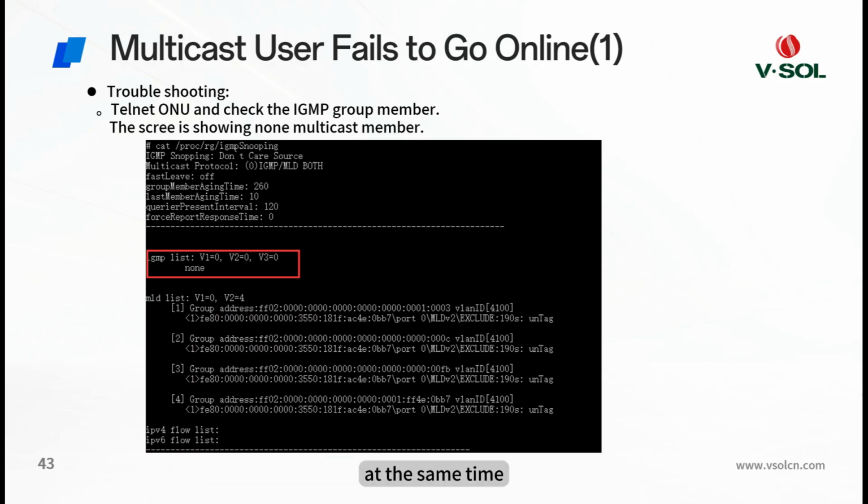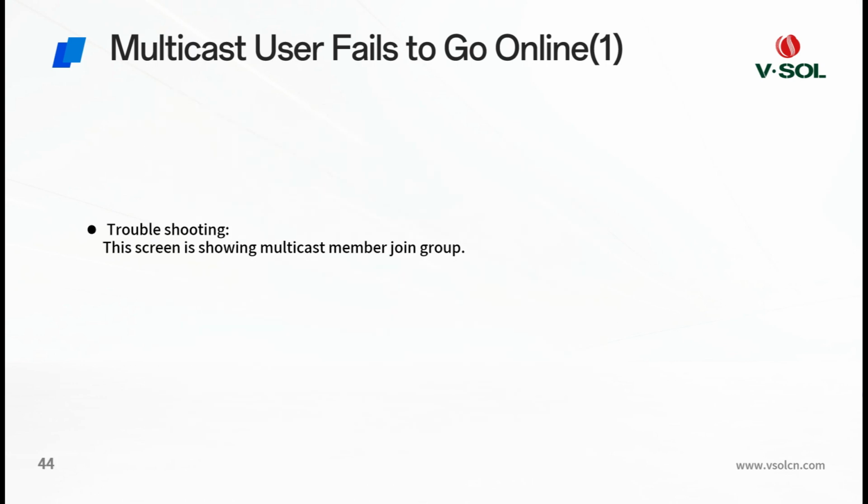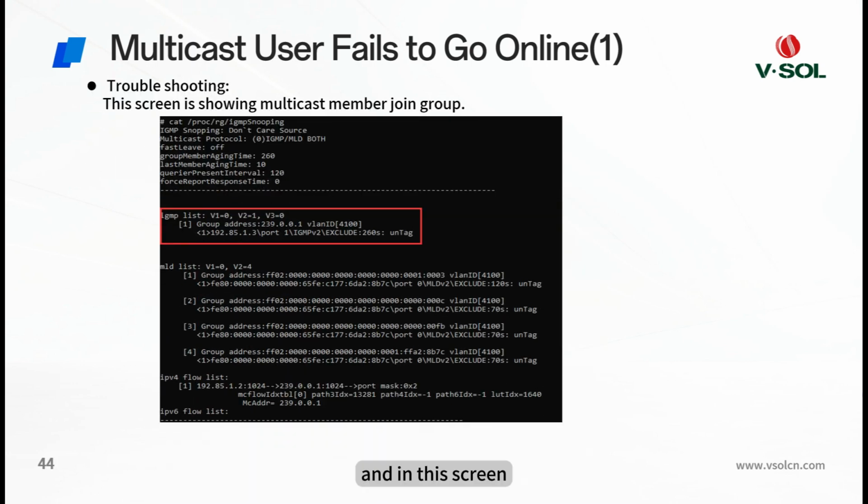At the same time, you can check the multicast group situation. Use this command to show IGMP statistics. From the mark, it shows none, which means there isn't any IGMP report or join packet transferred by the ONU. And on this screen, it shows the multicast group address and the client IP address. This means a client sent IGMP to the group number and the ONU received the packet.